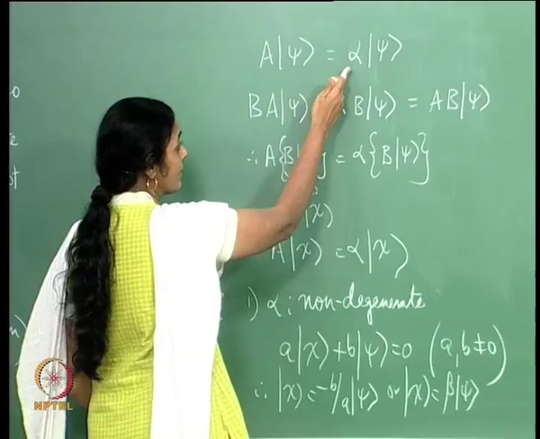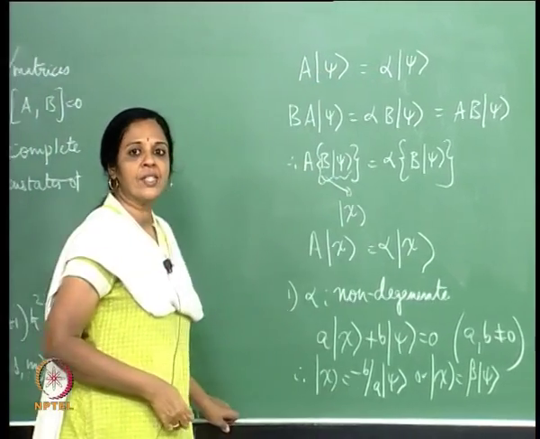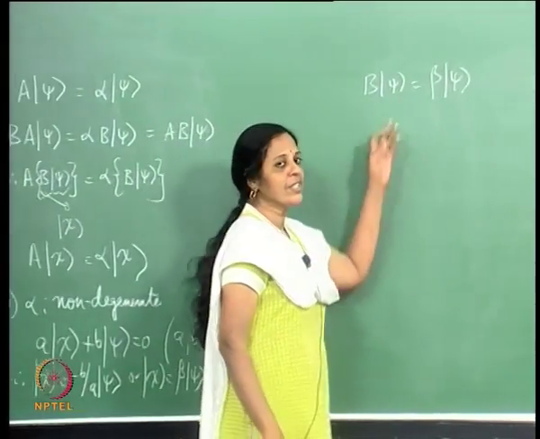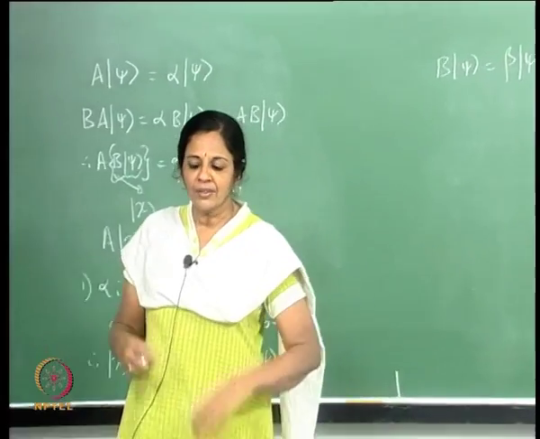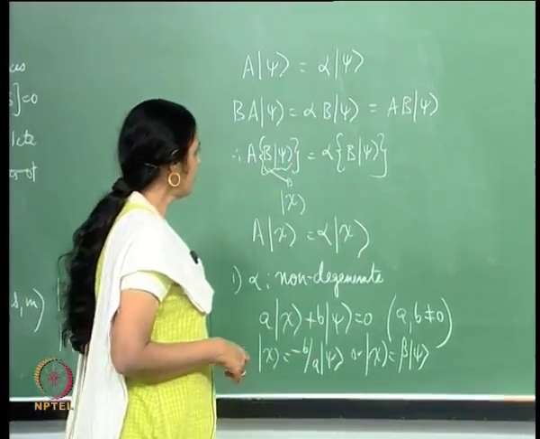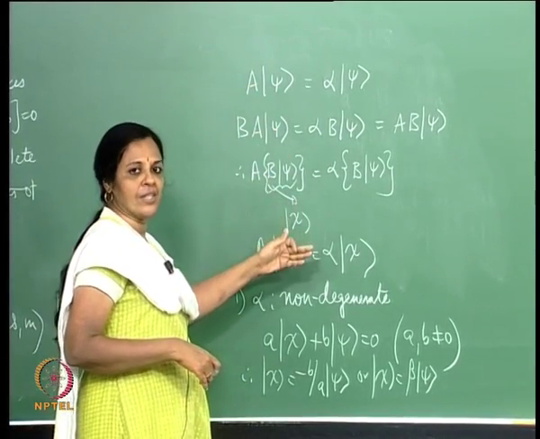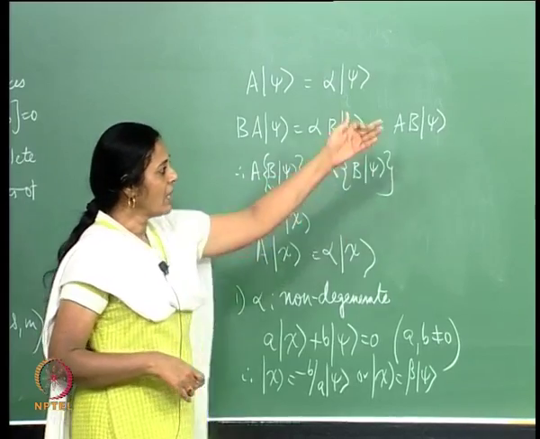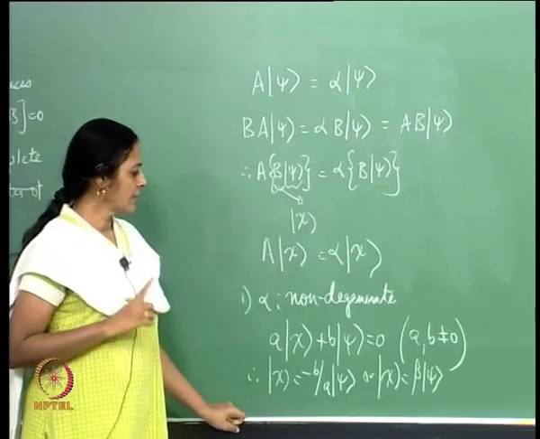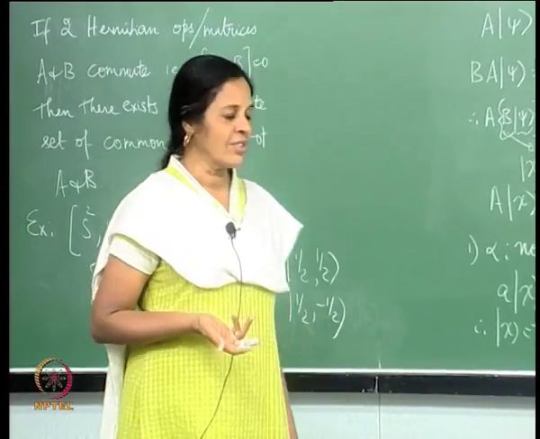In the event that alpha is non-degenerate, it is clear that this complete set of eigenvectors of A is also the complete set of eigenvectors of B, and therefore, there is a complete set of common eigenstates. I have worked with just psi. You can look at the complete set of eigenvectors of A and the argument would go through as such. The more non-trivial case is where alpha is degenerate.